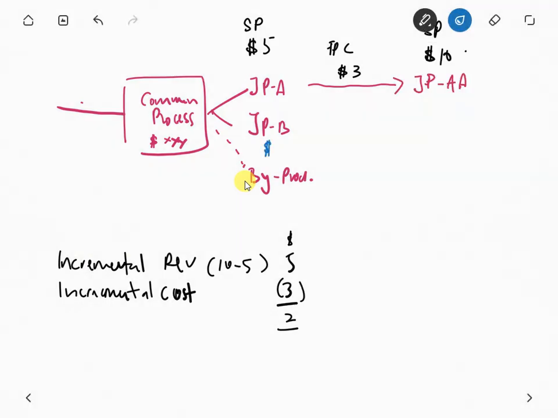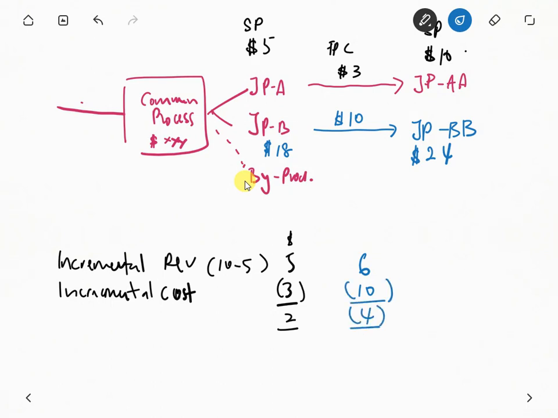So what if it's like this? My selling price now is 18. Further process, joint product BB. I can further process at a cost of 10, after which I can sell it for 24. Incremental revenue: my income will increase by 6, but I have to incur 10 to earn another 6. So I will make an additional loss of 4 if I further process. Therefore, my decision is I don't further process.